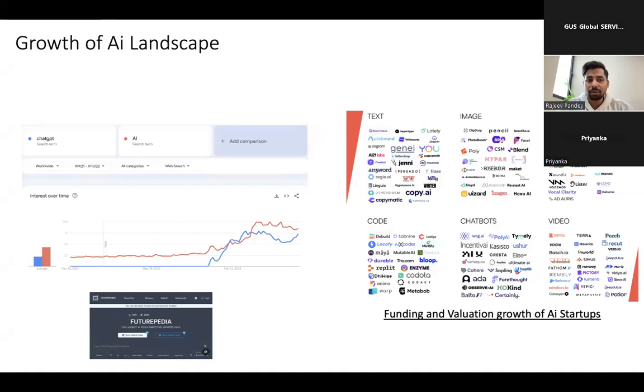This is the data from Google Trends. This largely tells you what people are talking about on the internet, right? And whether the trend, whether the conversation is going up or down. So this is precisely that.